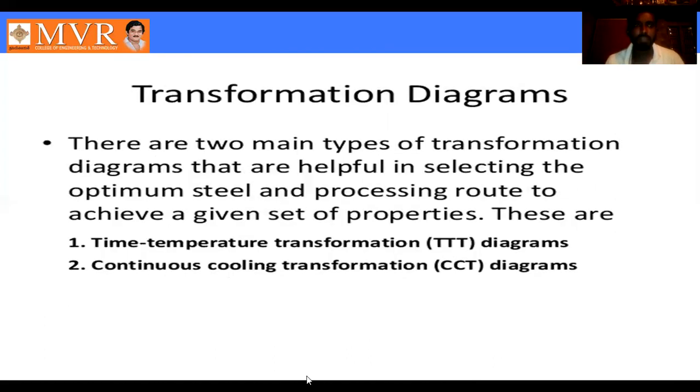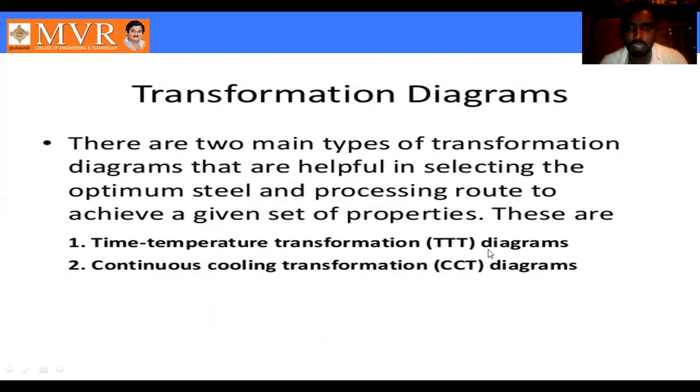So, transformation diagrams. There are mainly two types of transformation diagrams that are helpful in selecting the optimum steel and processing route to achieve a set of properties. Based on the requirement, we can choose the type of diagram. What are the two main transformation diagrams? The first one is time-temperature transformation, TTT. The second is continuous cooling transformation. Based on the requirement, we can select this type of diagram.